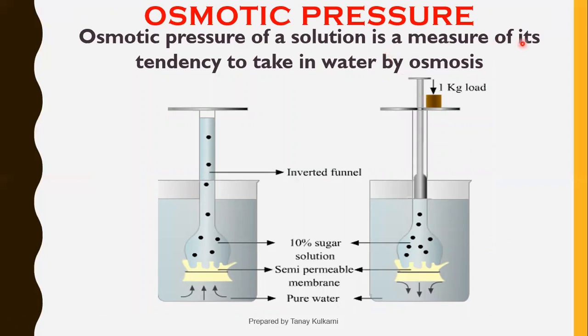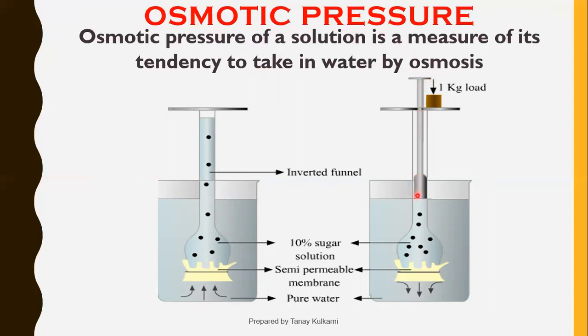Osmotic pressure. Osmotic pressure of a solution is a measure of its tendency to take in water by osmosis. Now students, it is a similar experiment to the one we have just discussed. Correct? Same thistle funnel with a concentrated sugar solution. The cellophane paper is tied on the surface, invertedly suspended into a beaker containing water. And after some time, you will see that the water level has increased. But we will do some twist over here.